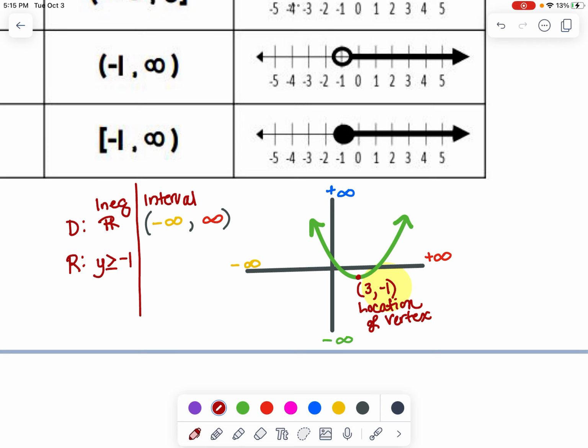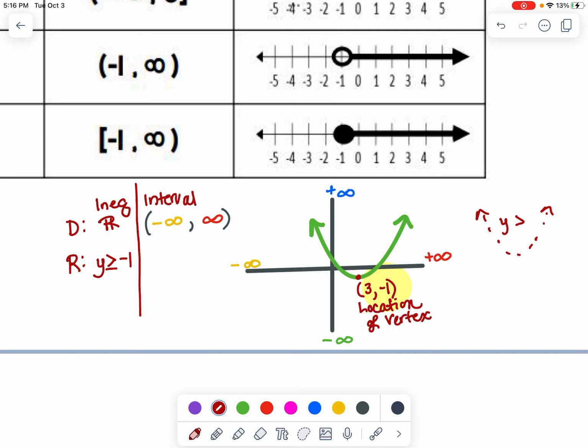How do I know it's greater than or equal to? This parabola is a solid line. So if it were just greater than, it would be like a dashed parabola, like that. So that would be just y is greater than. Okay, so I know it includes -1, it goes as low as that.